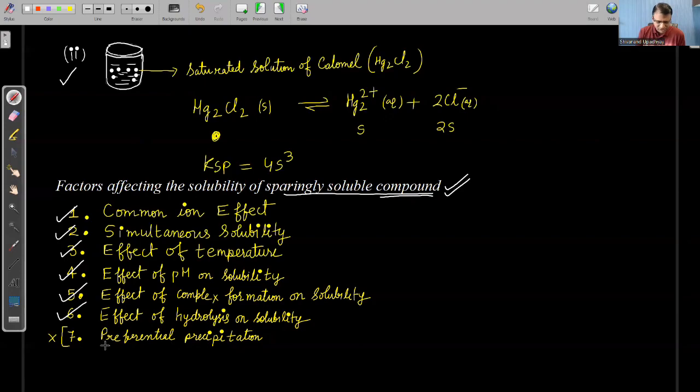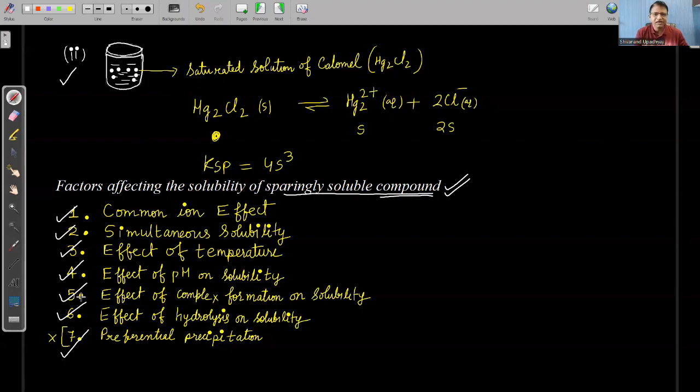The last factor is precipitation and preferential precipitation, which we are not going to cover because from past years' JEE Mains exams we have found there is no question based on it, and it is more important for JEE Advanced and less important for JEE Mains. So we are going to cover all those points which are coming in JEE Mains. These 6 points are very important according to Mains. One by one, we are going to cover them.